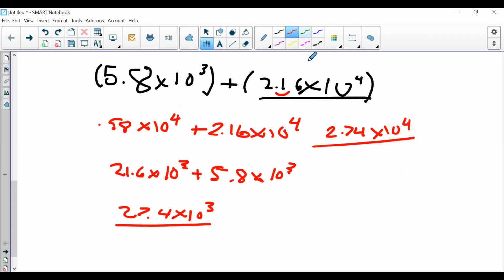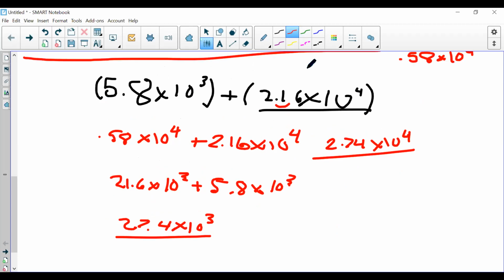And that's scientific notation. That's it. That's all the rules we've got for it. And the rest of it is just practicing. All right?